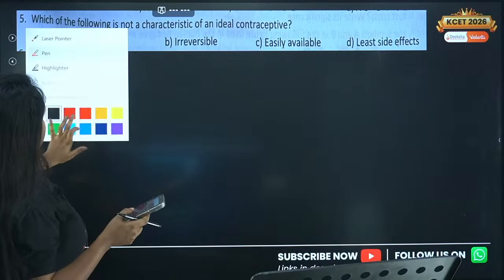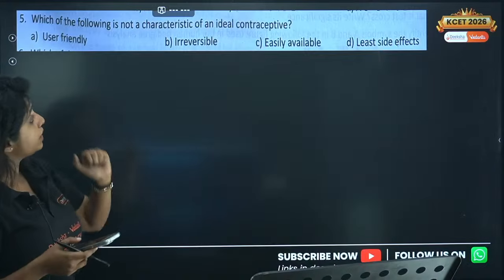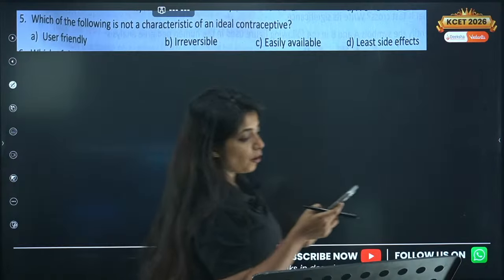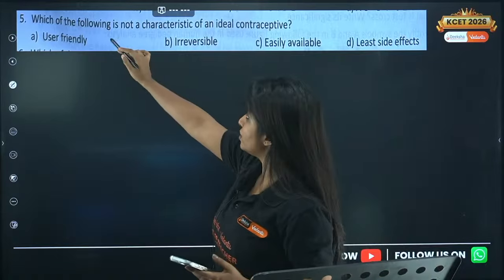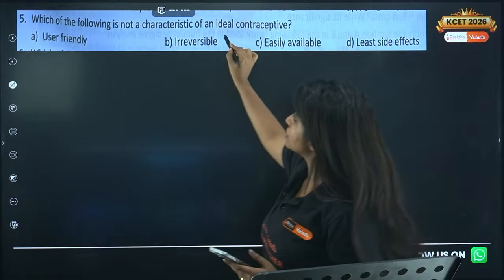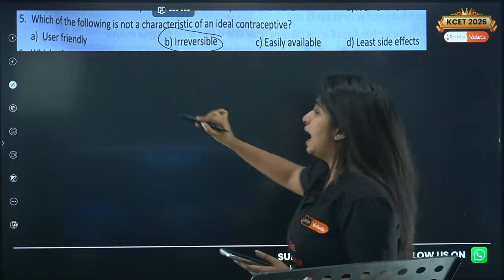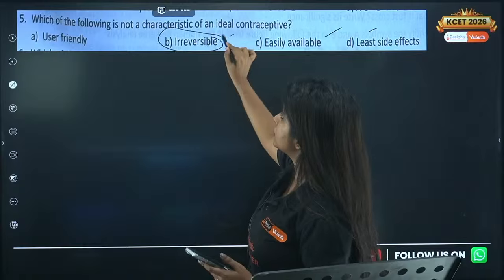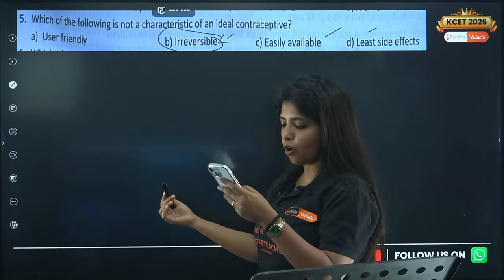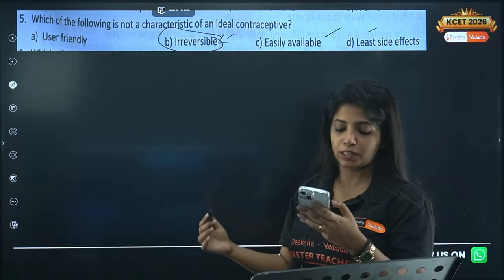Next question. Which of the following is not a characteristic of an ideal contraceptive? User friendly, obviously. It has to be irreversible is the wrong statement. It should be reversible, right? And easily available and least side effects. So these 3 things should be there. This is something that is not a characteristic of the ideal contraceptive.